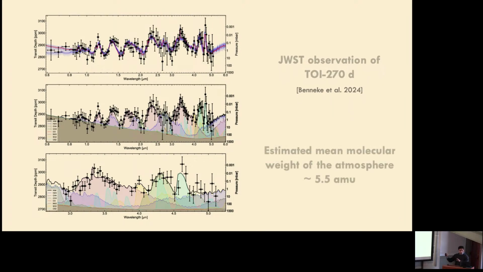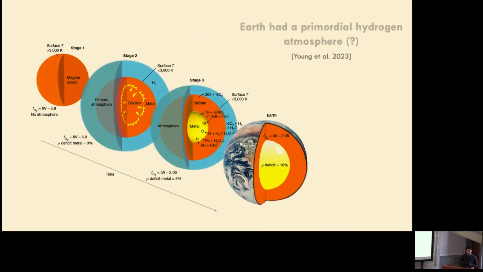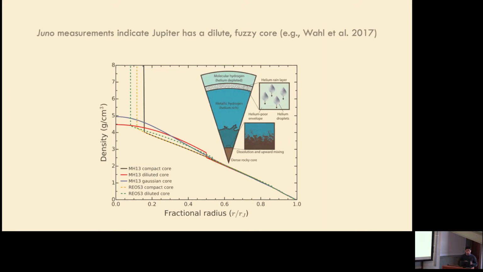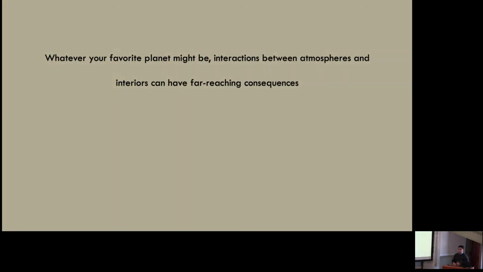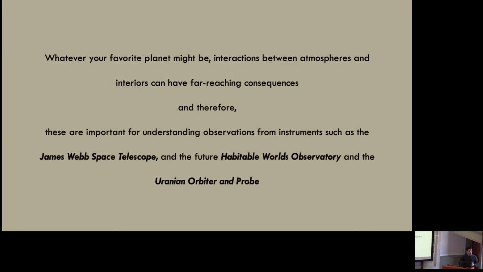The main thing I want to focus on here is that the inferred mean molecular mass of the atmosphere is like 5.5, which is definitely not a hydrogen atmosphere, right? Similarly, we have evidence for this. Studies have suggested that Earth might have had a primordial atmosphere perhaps, and Juno measurements have shown the same thing for Jupiter, that such interactions could be happening deep down in this planet. So again, whatever your favorite planet might be, these interactions are important to understand to really contextualize observations from JWST or the future Habitable Worlds Observatory or Uranian orbiter.